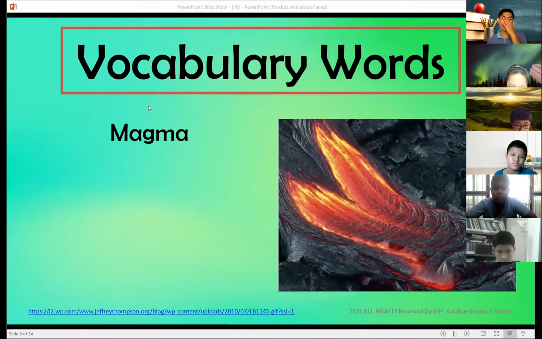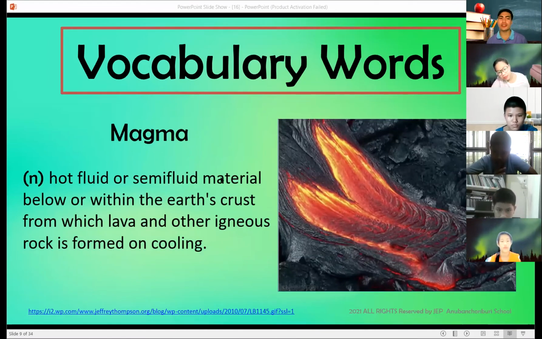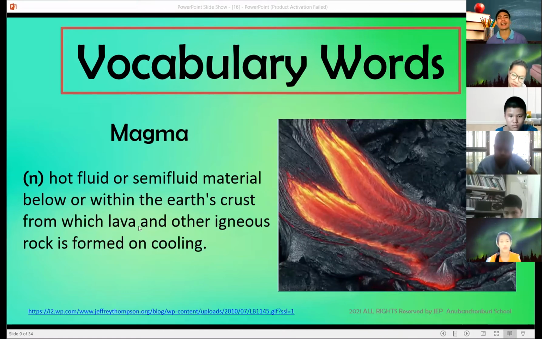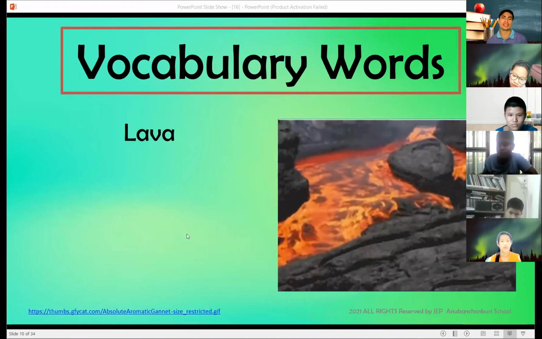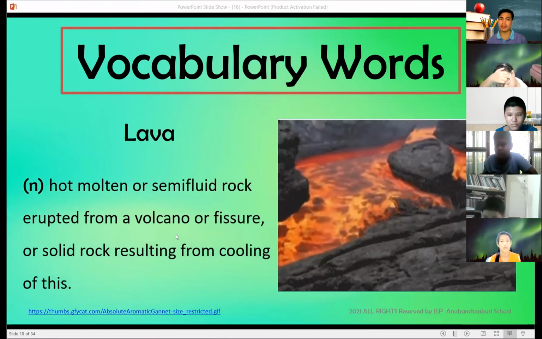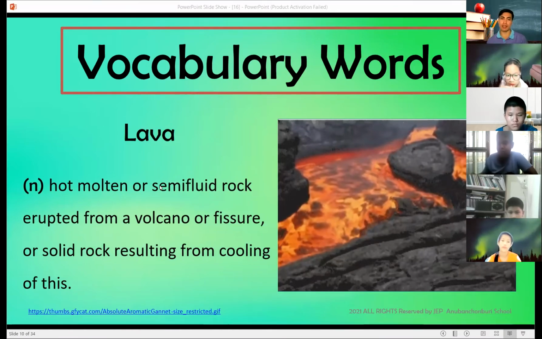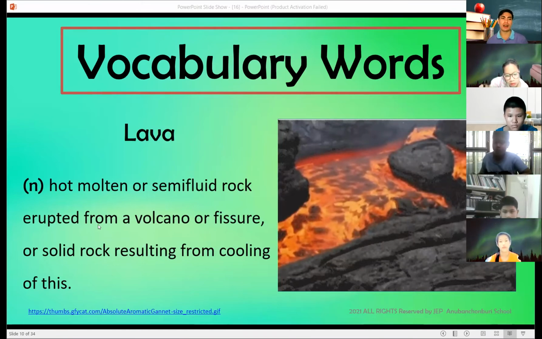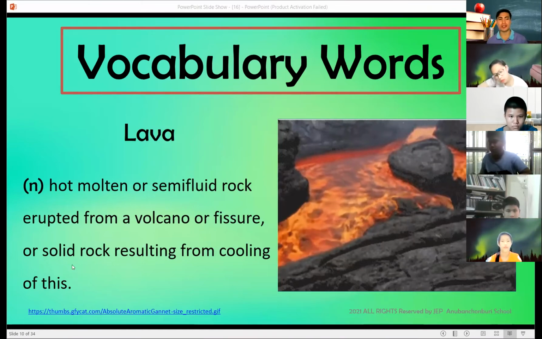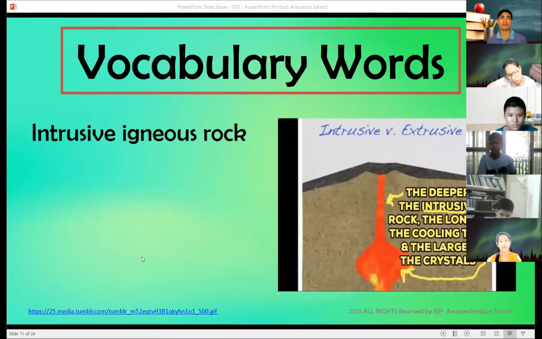So here, the first word is magma. It is a hot fluid or semi-fluid material below or within the Earth's crust from which lava and other igneous rock is formed on cooling. The second item here is the word lava: hot, molten, or semi-fluid rock erupted from a volcano. It says here from a volcano, it means it's outside now. Erupted from a volcano or fissure, or solid rock resulting from cooling of this.